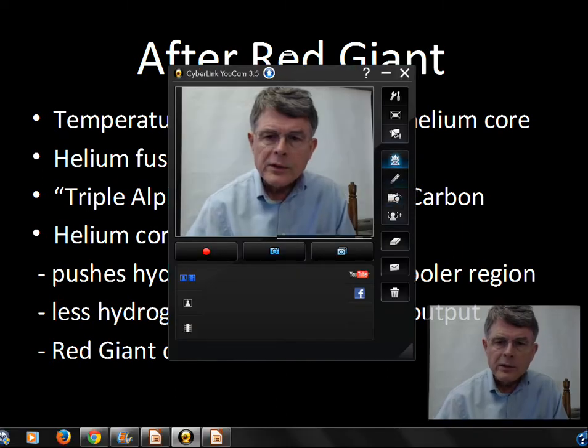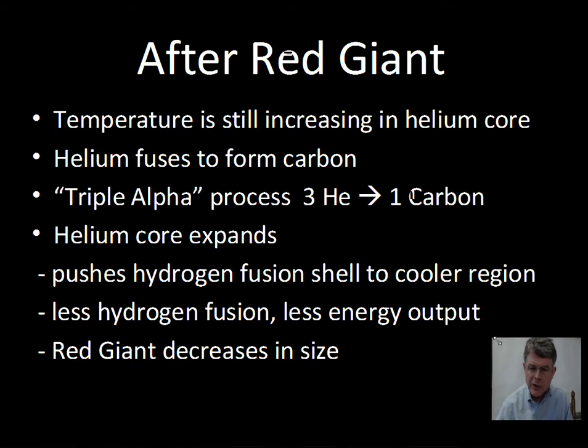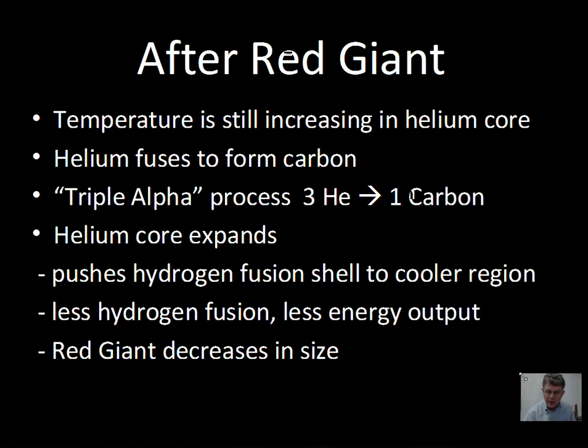This video will discuss what happens to a star after it becomes a red giant. A previous video talked about the changes that happen in a star, such that its surface temperature and its luminosity change, such that it's no longer on what we call the main sequence. But now we have a red giant star.